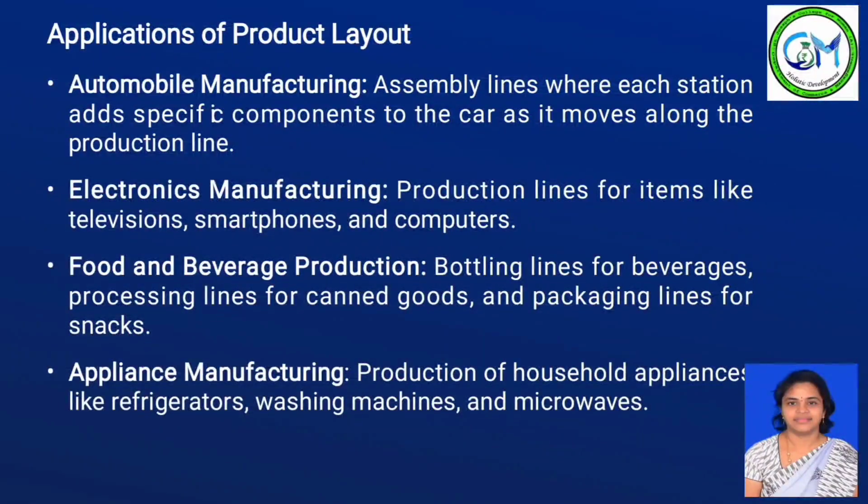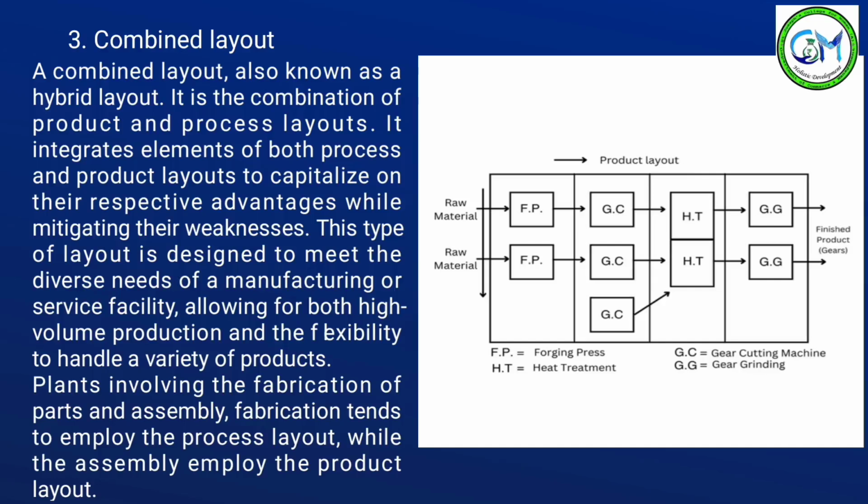For all those types of functional products, functional areas, this type of product layout is applicable. The third layout is combined layout. A combined layout is also known as a hybrid layout. It is a combination of both product layout and process layout.